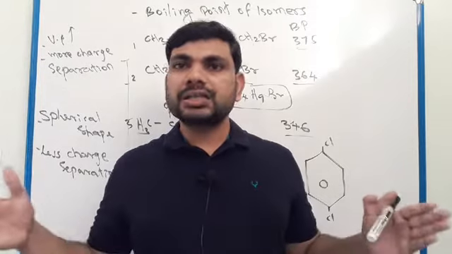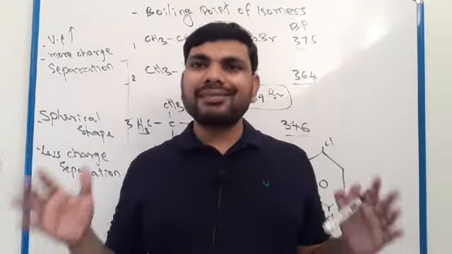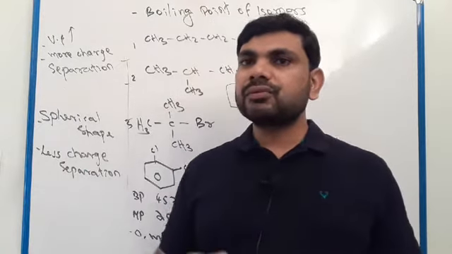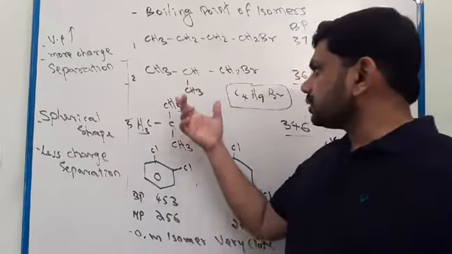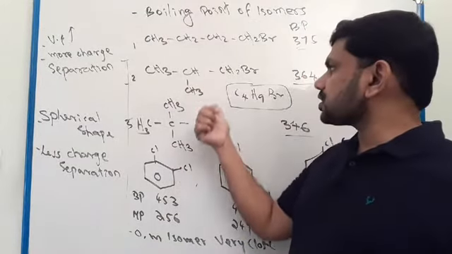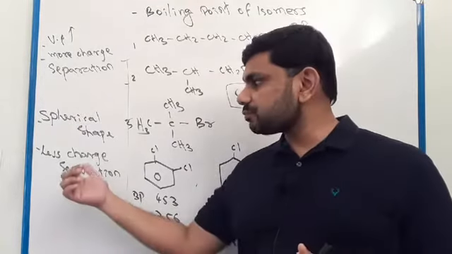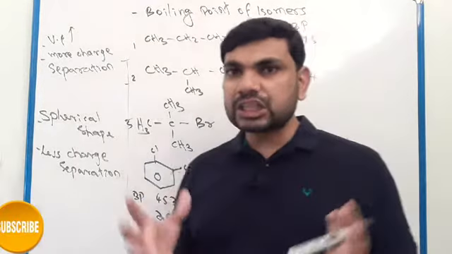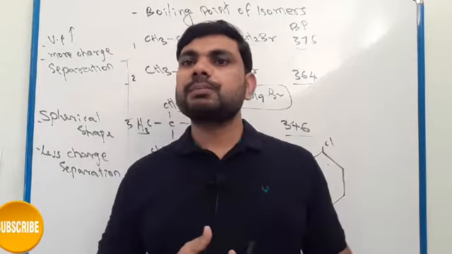More charge separation is possible in a longer structure, and their van der Waals force of attraction will be higher. Compared to these two structures, there is a branched one. Branched structure means a spherical shape, and spherical shape means less charge separation is possible.